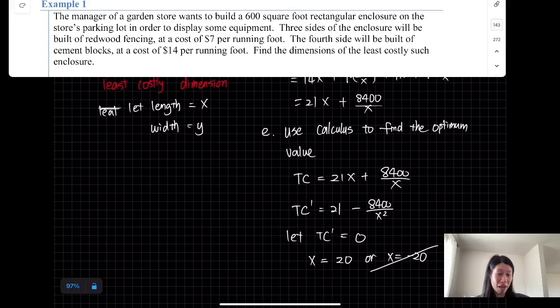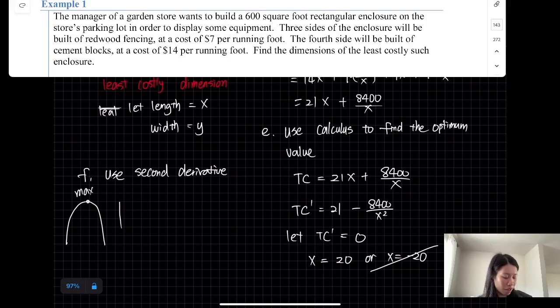But we don't know, is it maximum or minimum? Well, how do you check if it's maximum or minimum? Well, we can use the second derivative to check, because we know that if it's concave down like that, we will have a maximum. If it's concave up like this one, we will have a minimum.